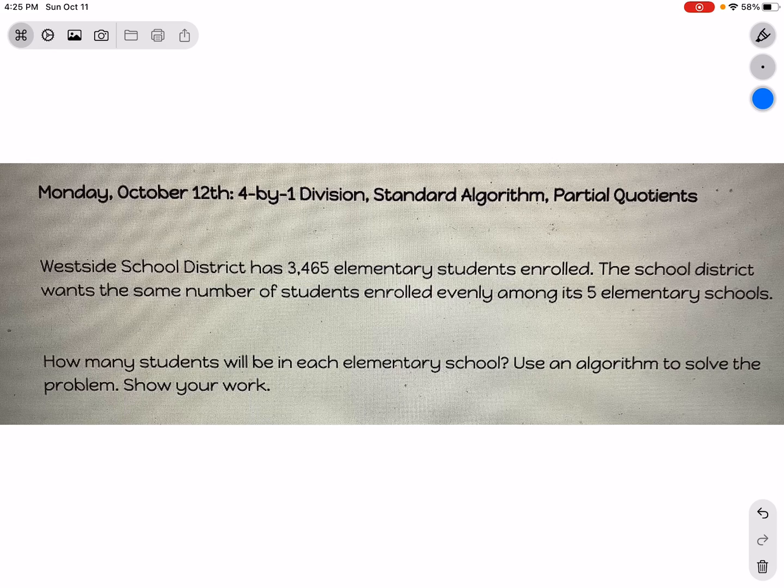Today we're going to work on a 4 by 1 division problem. I'm going to use the partial quotients method. You're welcome to do it any way that works best for you.